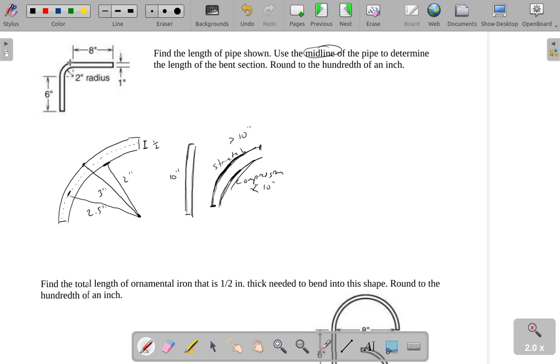All right, so in this problem, we have a 6-inch piece of pipe here, plus this curved part, plus another 8 inches. So you can see the total length of this pipe is just going to be 14 plus the length of the curve. So we just need to figure out what the length of that curve is. If this is a circular section, imagine a full circle here. This would be a quarter of that circle. And the total distance around the circle we call the circumference. So this is actually going to be a quarter of the circumference.